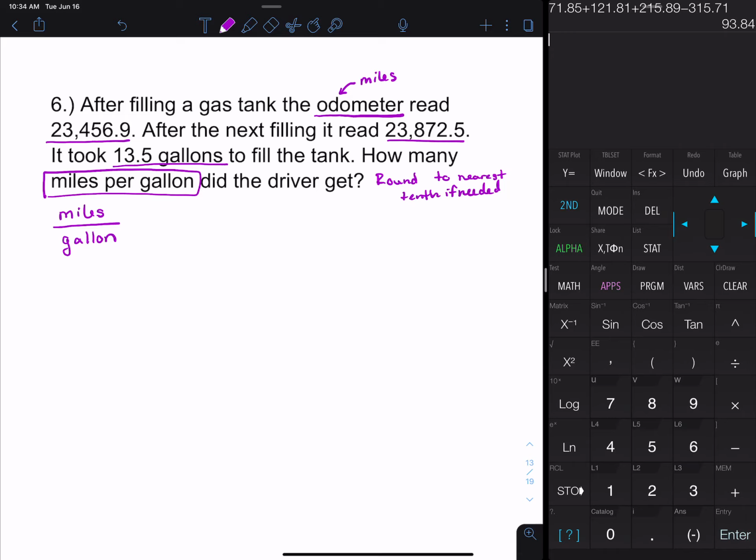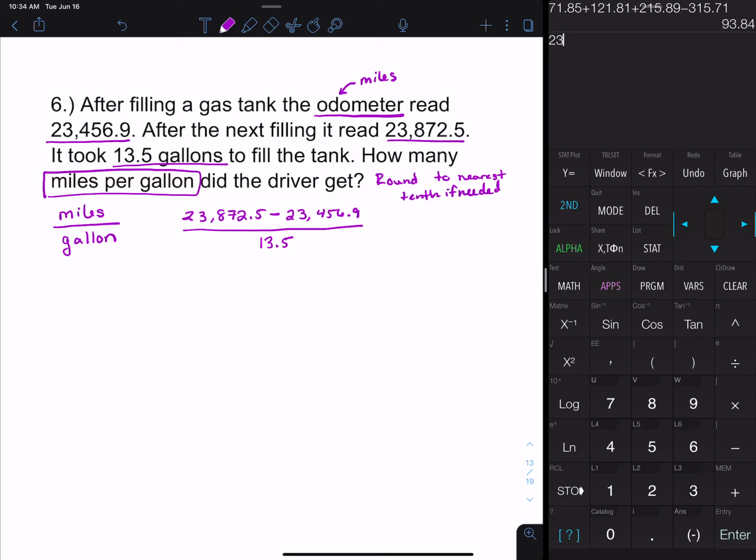So what I actually need to do is figure out how many miles were driven, because I definitely didn't drive over 23,000 miles on 13 gallons. So what I'm going to do is take that higher mile amount, that 23,872.5, and subtract that lower mile amount, that 23,456.9. That's going to tell me how many miles total I drove. And then I'm going to divide that by the number of gallons. So I'm going to do my subtraction first.